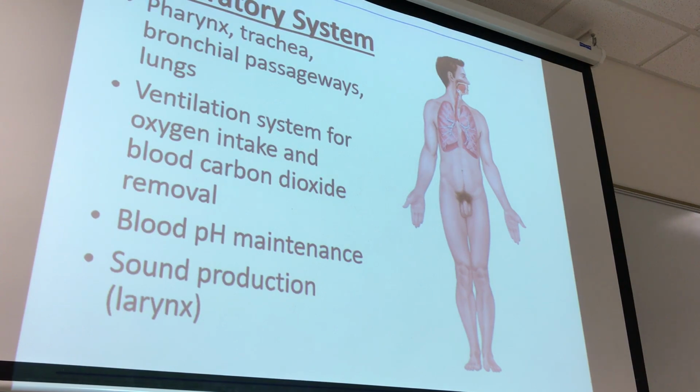When we think about the respiratory system and its function, its most important function is that it introduces oxygen and removes carbon dioxide from the body. So the reason why we inhale is so we can bring oxygen from the atmosphere into our lungs, which ultimately will get moved into the bloodstream. The reason why we exhale is so that we can release carbon dioxide out of the body, otherwise known as ventilation system for oxygen intake and blood carbon dioxide removal. That just basically means we inhale to bring in oxygen, we exhale to get rid of carbon dioxide.